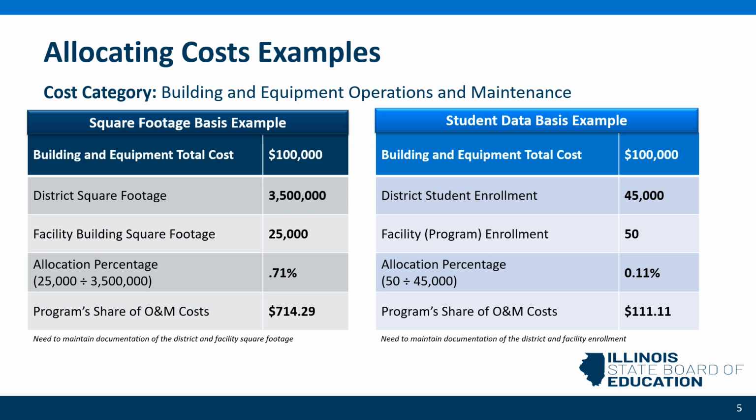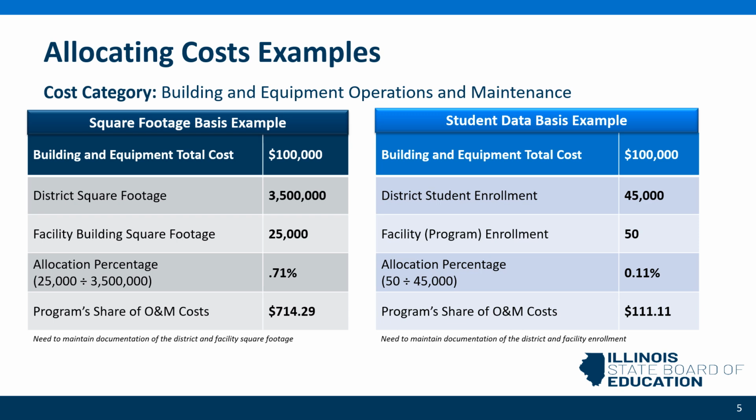Example 2, allocating costs using student enrollment. Here, we allocate the same $100,000 cost, but based on student enrollment. The district has 45,000 students, while the special education program has 50 students. The allocation percentage is then 50 divided by 45,000, which gives us 0.11%. Multiplying this by the total cost gives us $111.11 to be allocated to the special education program. Again, maintaining enrollment documentation ensures accuracy and compliance.